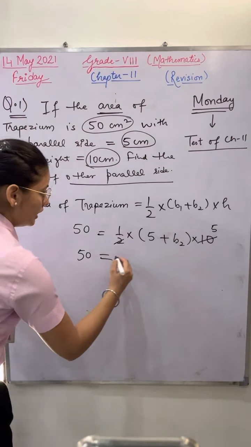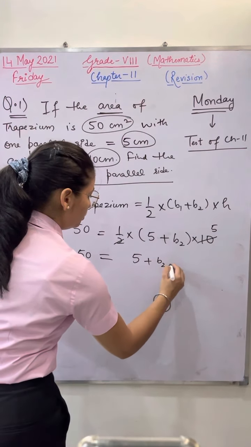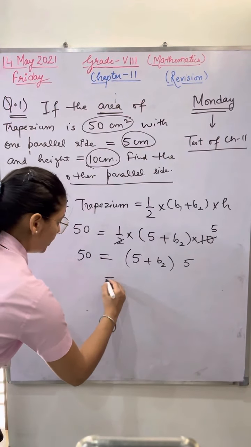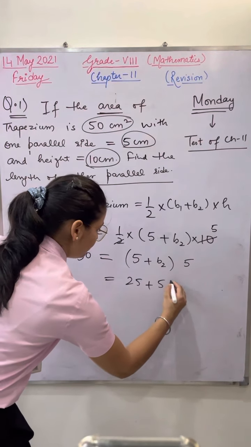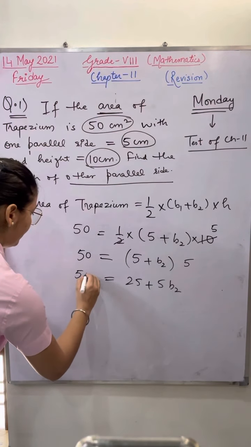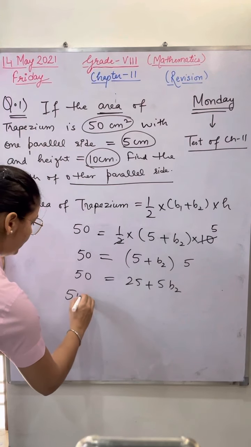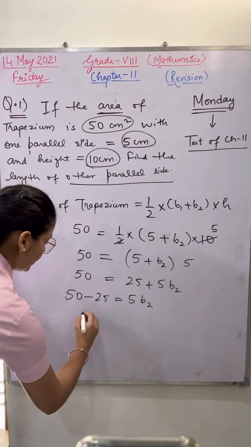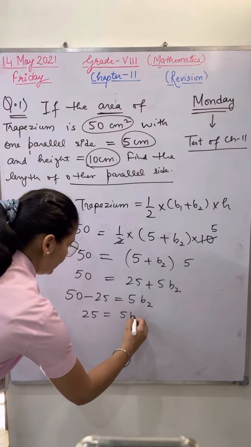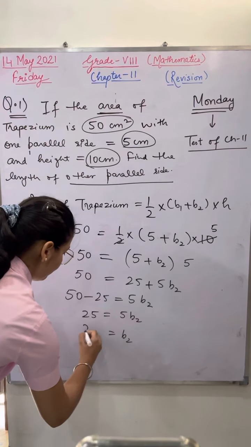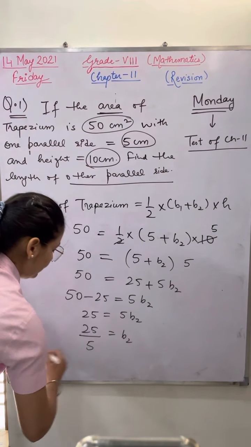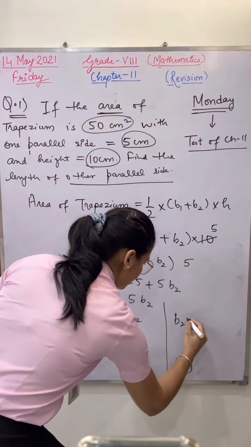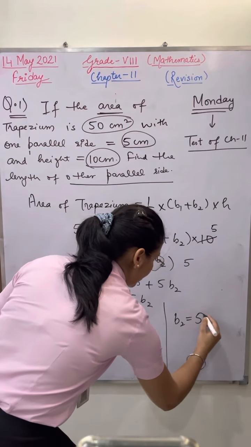50 is equal to 5 plus B2 multiplied by 5. Now multiply 5 with every term. It is equal to 25 plus 5B2. Here I am having 50. 25 will go to that side. 50 minus 25 is equal to 5B2. So 25 is equal to 5B2. B2 will be here; 25 and 5 will go in the denominator. 5 fives are 25. So therefore, the length of the other parallel side is 5 centimeter.